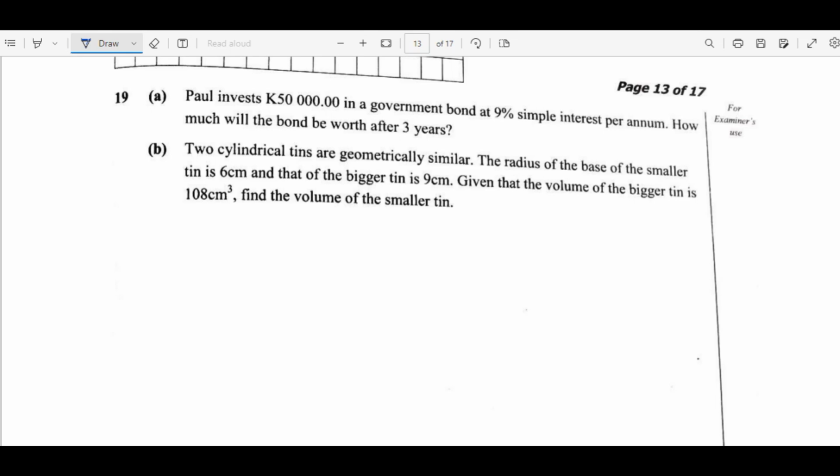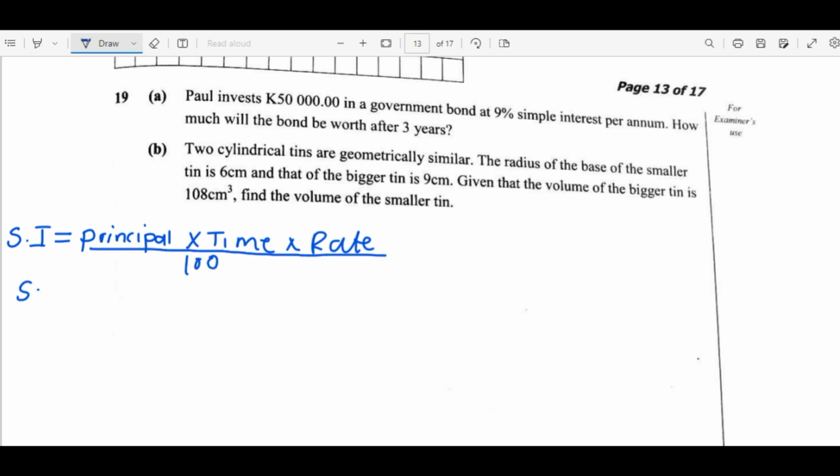Okay, so we move on to question 19. Paul invests 50,000 kwacha in a government bond at 9% simple interest per annum. How much will the bond be worth after 3 years? So we are going to convert what we have into simple interest. So let's find the simple interest. Simple interest is equal to, we need to find the principal times time multiplied by rate, everything divided by 100, which in initials we can just say PTR.